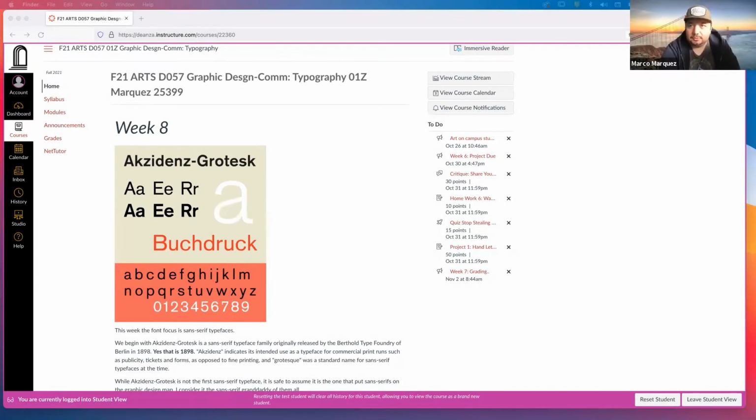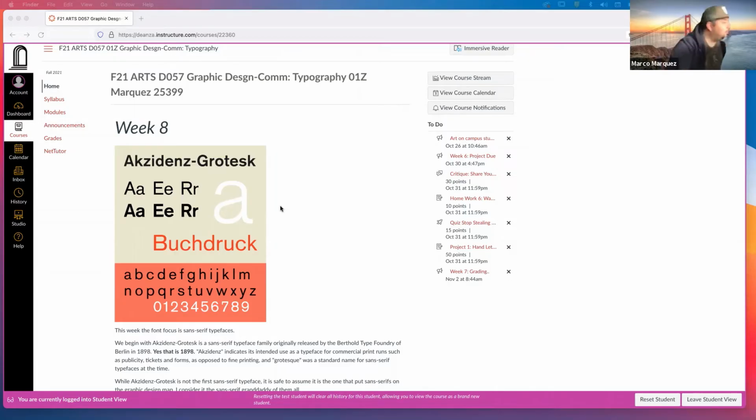We're moving into some new type history stuff. So this week is sort of focusing on sans serifs. So we're starting off with a font called Akzidenz Grotesk.